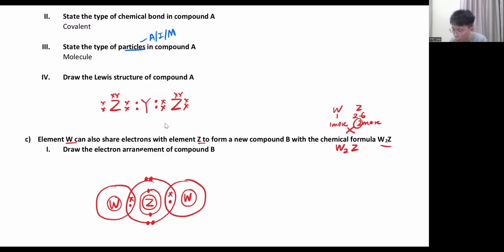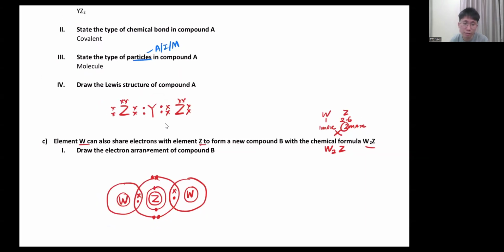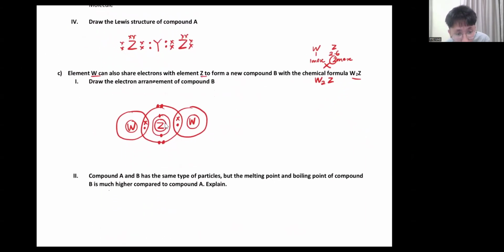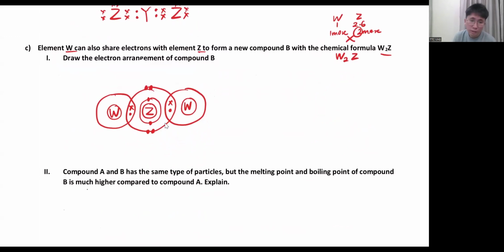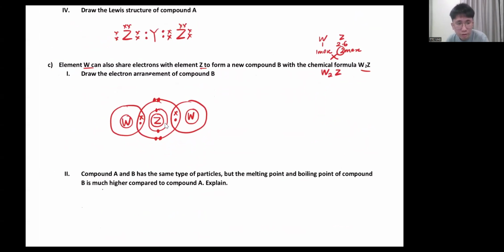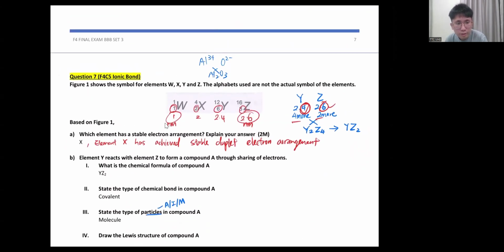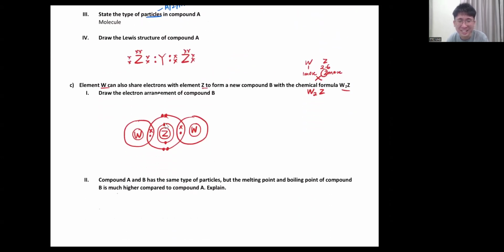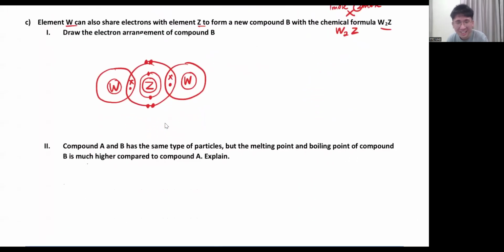So double check your answer. Is it 8? 2, 4, 6, 8. So your Z is stable. Then for each W, do you see it's 2? W is 2, duplet. Then this is your answer for W2Z. Okay, this one is covalent. When this question is covalent, but the title is ionic, guys, sorry, I didn't see the question and the topic carefully. I'm so sorry. But this one is covalent, guys.